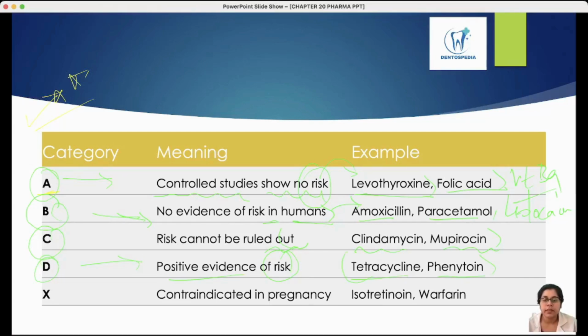We will be learning about this risk, that is tetracycline. We learned in the last chapter that it is responsible for tooth discoloration. So it is basically a risk for the pregnant lady and also for the fetus. And category X is totally contraindicated in pregnancy. It is isotretinoin and warfarin. Definitely, they will put the mother and the baby at risk. So these are some of the categories you need to know.